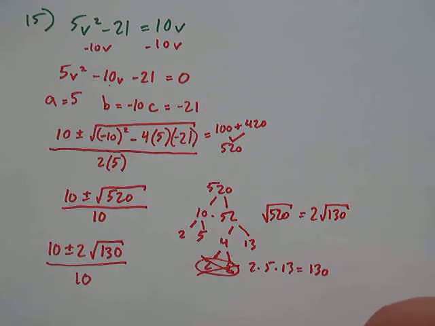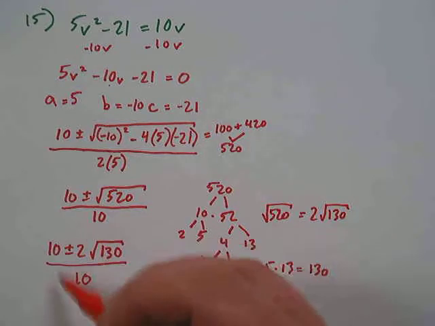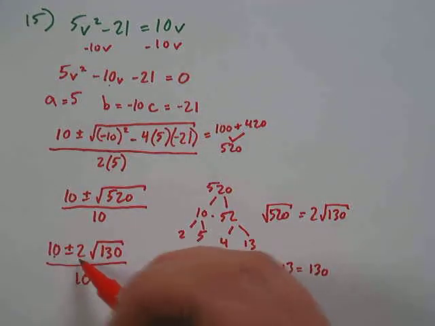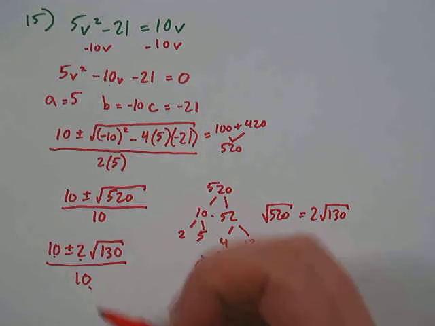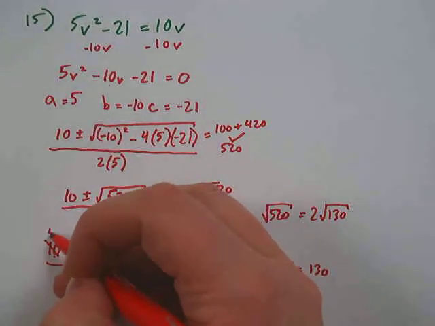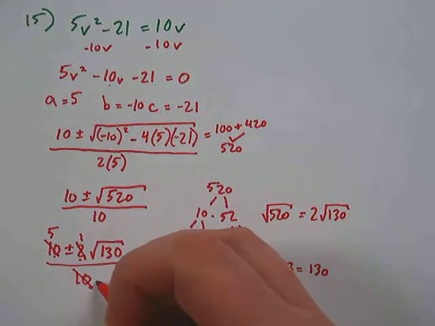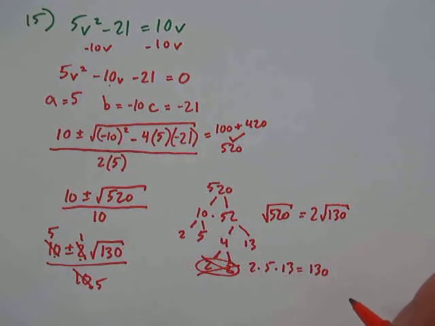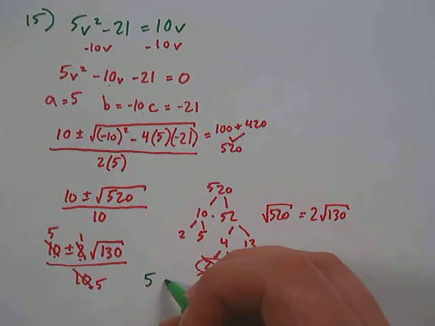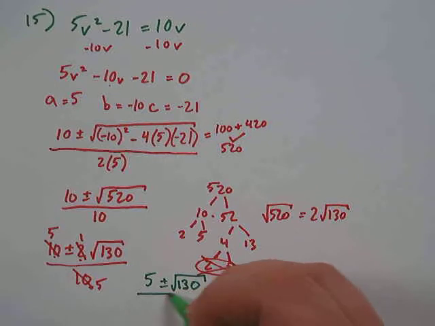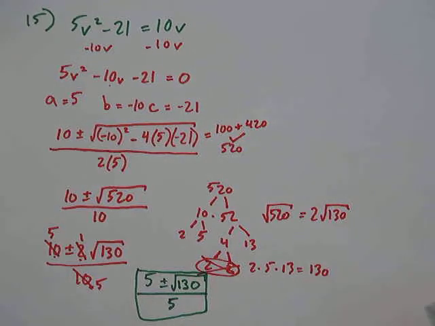Now our last step to simplify this is going to be to reduce this fraction. So each of these things here is divisible by 2. So if we divide 10 by 2, we get 5. 2 by 2, we get 1. And 10 by 2, we get 5. So now we're going to rewrite this as our final answer. We're going to end up with 5 plus or minus the square root of 130, all divided by 5. And there's our final answer.